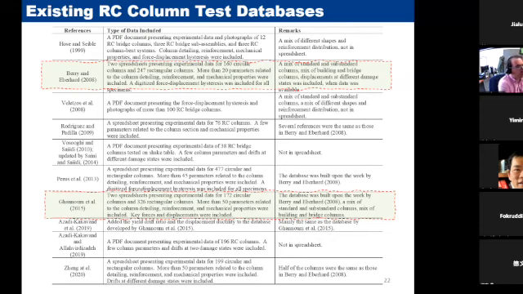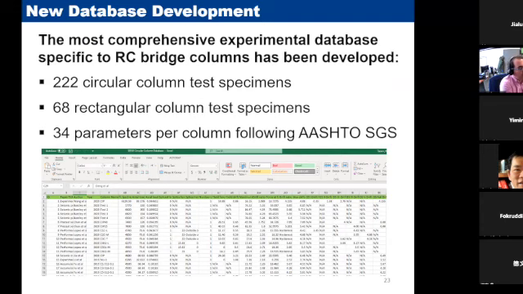When we say substandard columns, we mean those columns that are designed with old seismic codes, or there was no seismic code, and modern ones are the ones that have been designed for seismic loads. So none of these databases have a pure version of the standard one that we focus on in this study. So we had to make our own database as well. We did that. Our database currently has more than 200 circular columns and 68 rectangular columns in it.